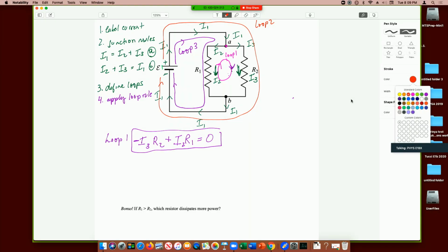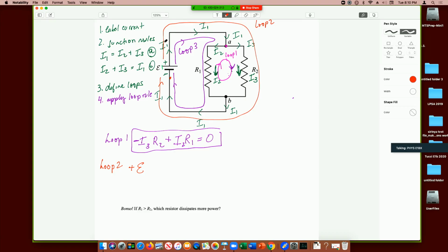Okay, so let's do loop 2 now. Using the same rules that we did for loop 1, let's say I start here on the loop, going in the same direction. I'm going from negative to positive in the battery as I go around this red loop. So that's going to be a plus, whatever the voltage of the battery is.